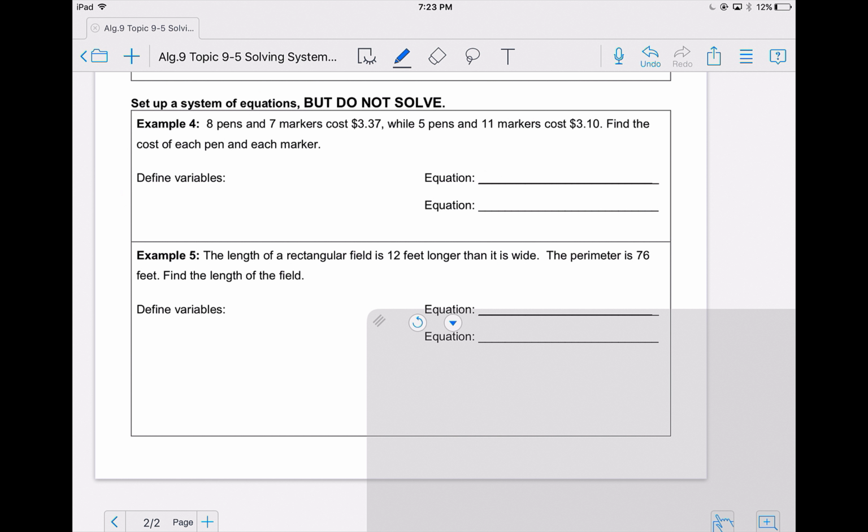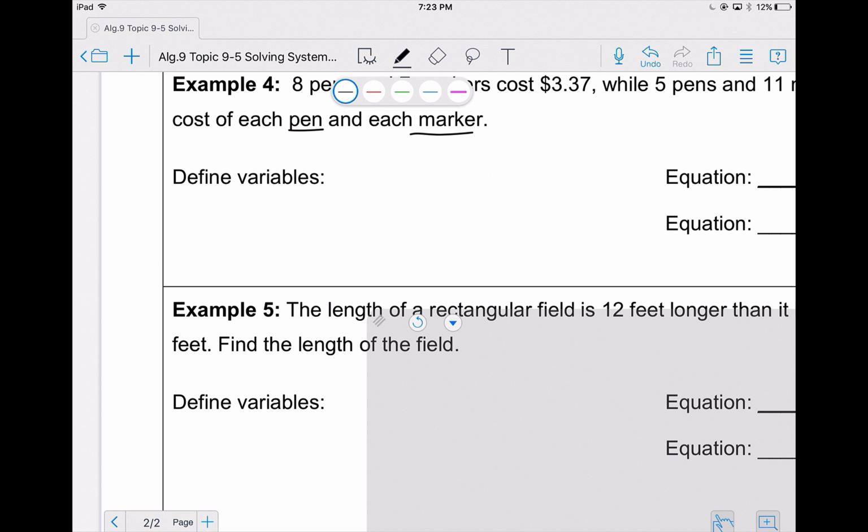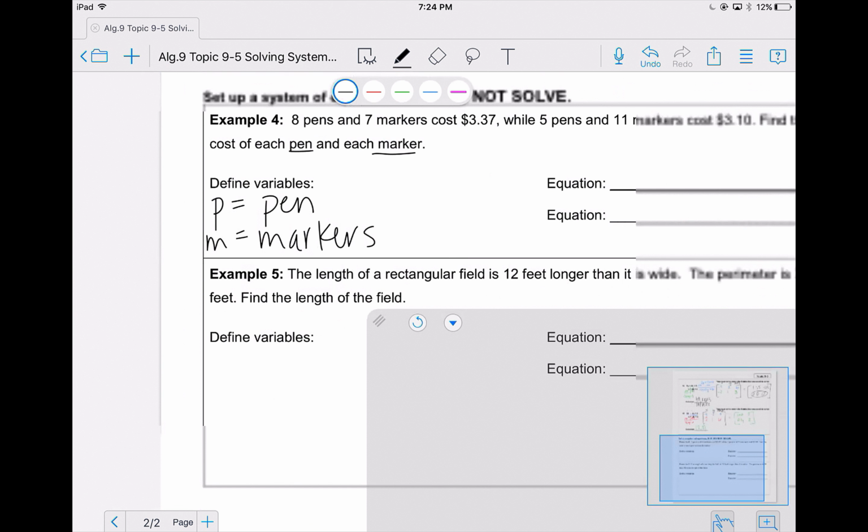Example 4 says 8 pens and 7 markers cost $3.37. While 5 pens and 11 markers cost $3.10. Find the cost of each pen and marker. So whatever they are asking you to find or whatever you are buying or finding, those are going to be your variables. So P is going to be my pens and M is going to be my markers.